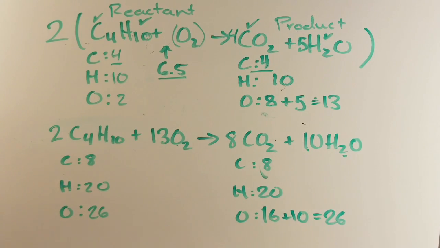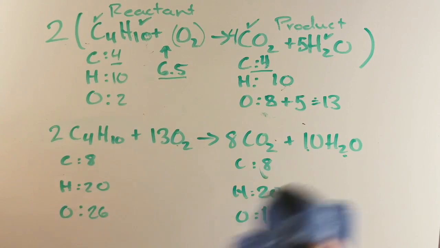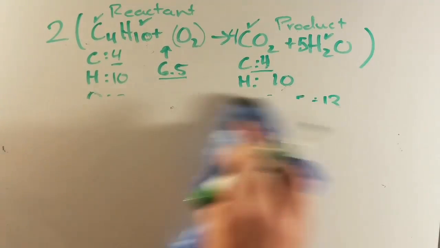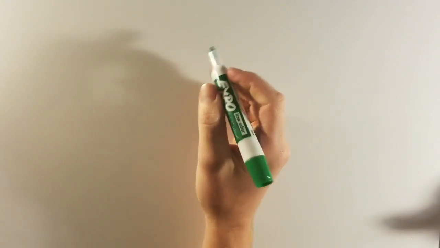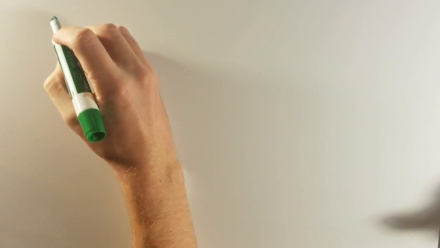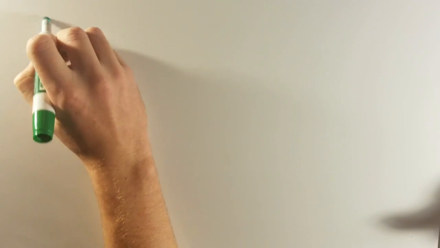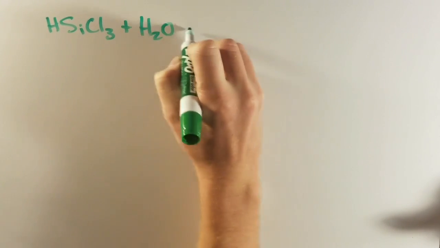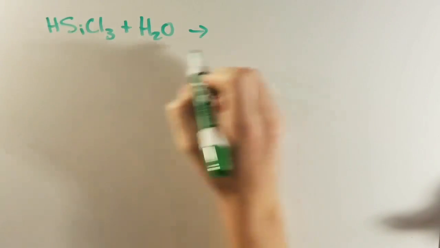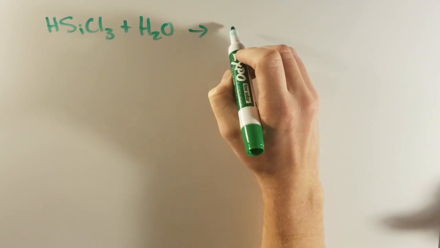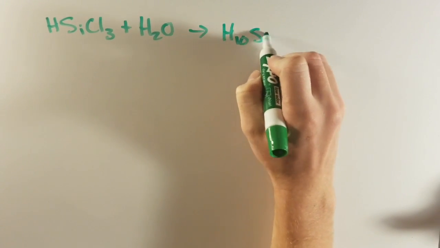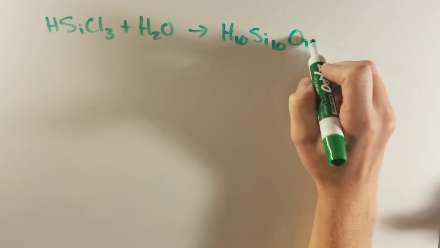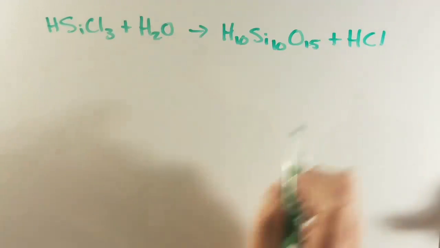So we're going to do another quick problem. Not a combustion reaction, because I think combustion reactions are pretty easy. You always have the same chemicals, elements. So I just want to do one with adding in a different one. So let's just see what happens. Say we had HSiCl3 plus H2O reacting on the reactant side. The product side is H10Si10O15 plus HCl.